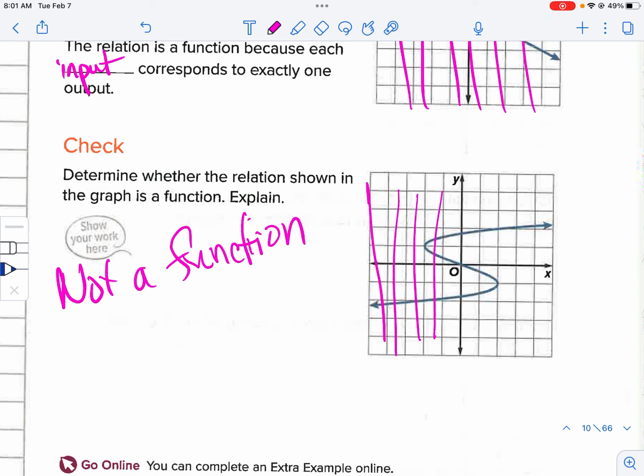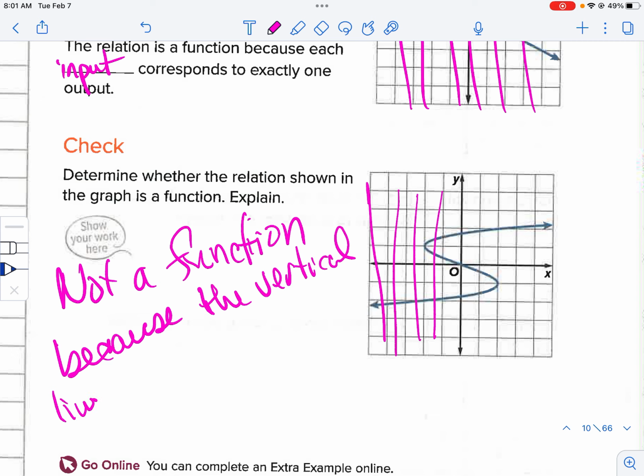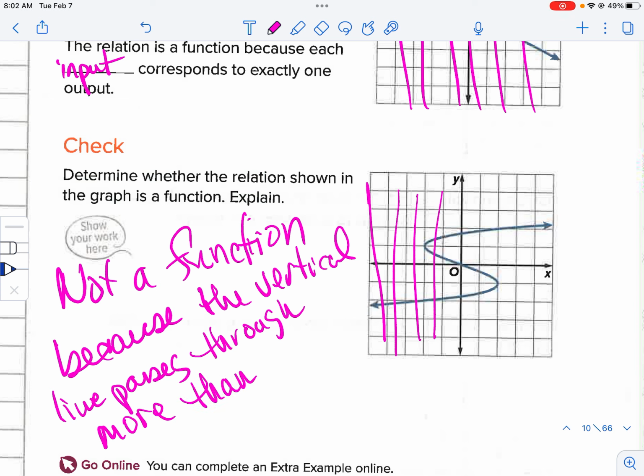Not a function because the vertical line passes through more than 1 point at a time.